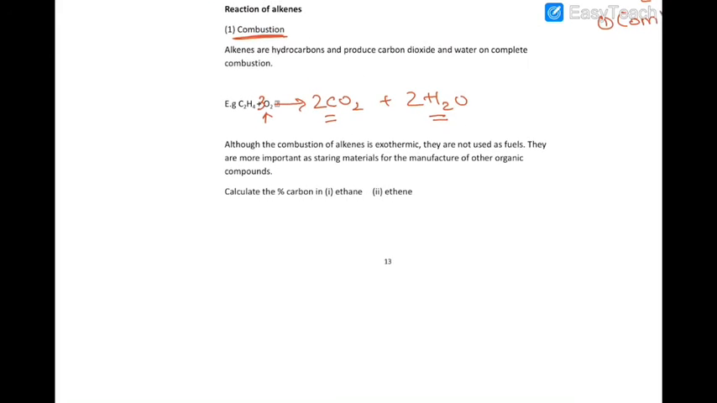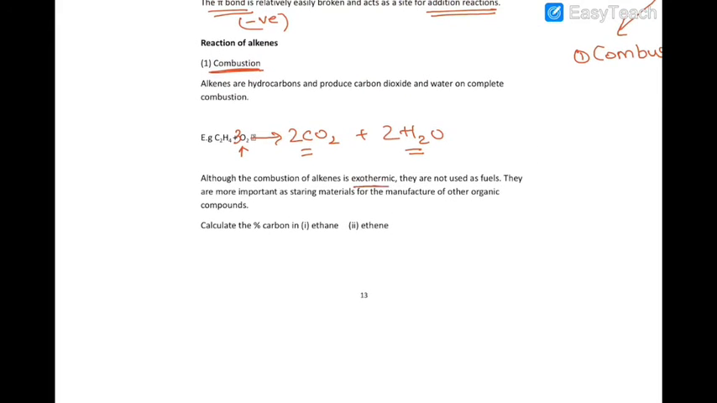So although the combustion of alkenes is exothermic, they are not used as fuel because they have greater tendency of going through incomplete combustion. So you need more oxygen to burn alkenes, and also alkenes are very important starting materials for the manufacture of other organic compounds. Alkenes are used to make polymers and other addition products.